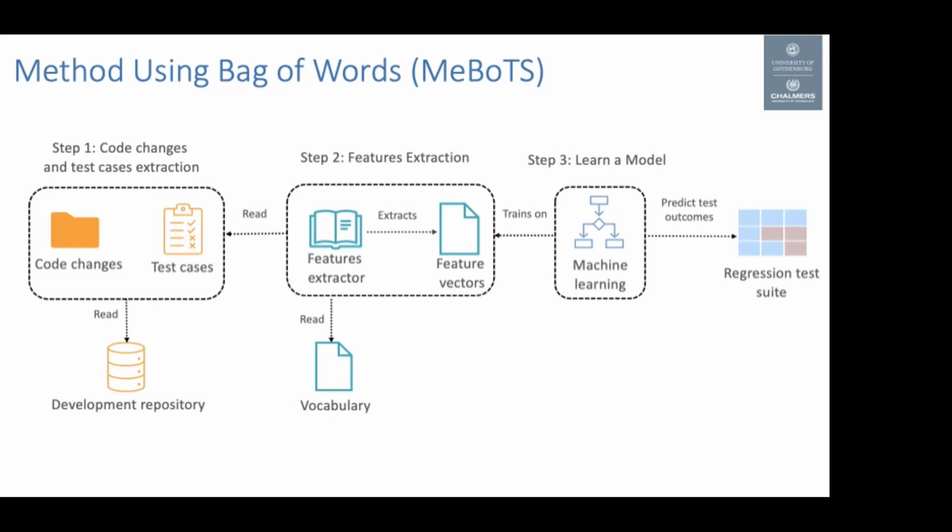And finally, in the last step of the method, we use the generated feature vectors to train a machine learning classifier to predict whether new lines of code that appear in future revisions would trigger a test case to fail or to pass. And based on those predictions, we will take all the tests that the model predicted to pass and exclude those. We would only include tests that were predicted to fail in the build regression suite.